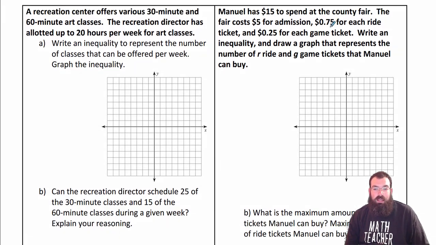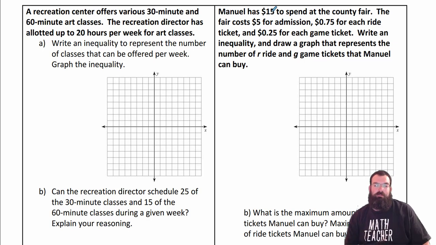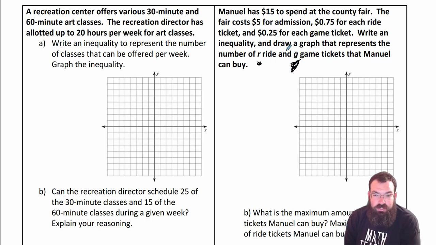So, he's got $15 to spend at the county fair. It costs $5 for admission, 75 cents for a ride, and 25 cents for a game. Write the inequality, and then draw a graph, and so on. We already know R is ride and G is game. I could have very easily said X and Y, but I used R and G, so that's what we have to use. So one thing I can tell is because it costs $5 to get in, he only has $10 left to spend. That's all he has left to spend.